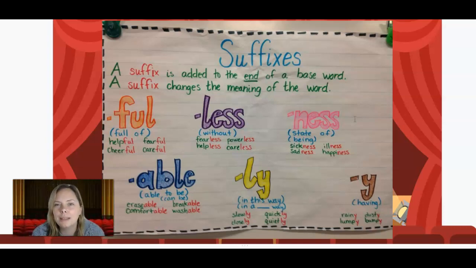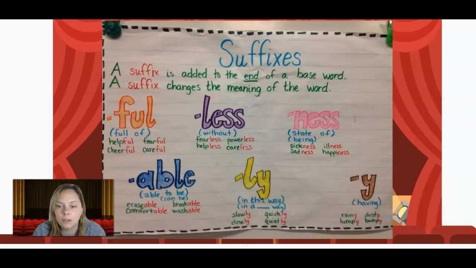So it's not changing the meaning of the base word, but it makes it different within your sentences, right? You're not going to write, I was fear of going down the street. No, you might say, I was fearful to go down the street. So you have to have those endings, those suffixes, to make the sentence make sense.